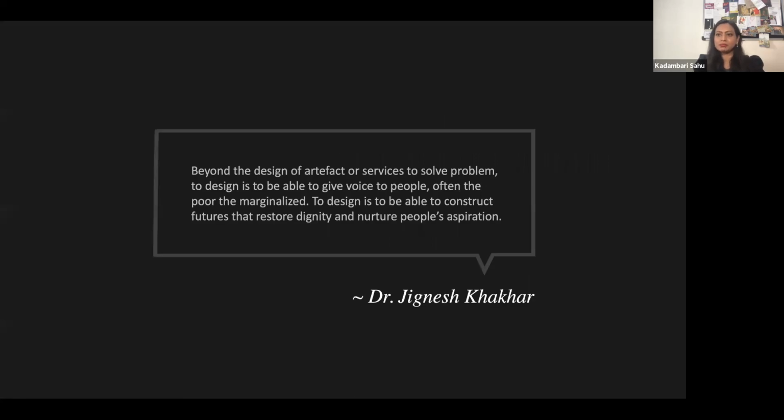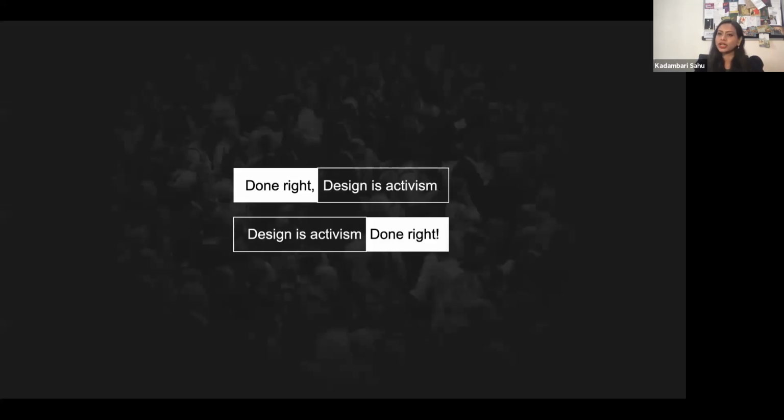So I want to sum this up by taking some of the quotes from my mentor's book, where he describes beautifully the idea of what design is. So he says that beyond the design of an artifact or service to solve a problem, to design is to be able to give voice to people, often the poor, the marginalized. To design is to be able to construct futures that restore dignity and nurture people's aspirations. And I can't agree more. In fact, I believe done right, design is activism, and design is activism done right. Thank you.